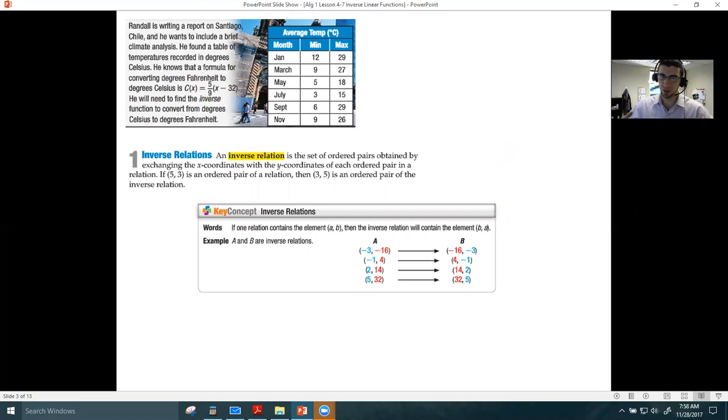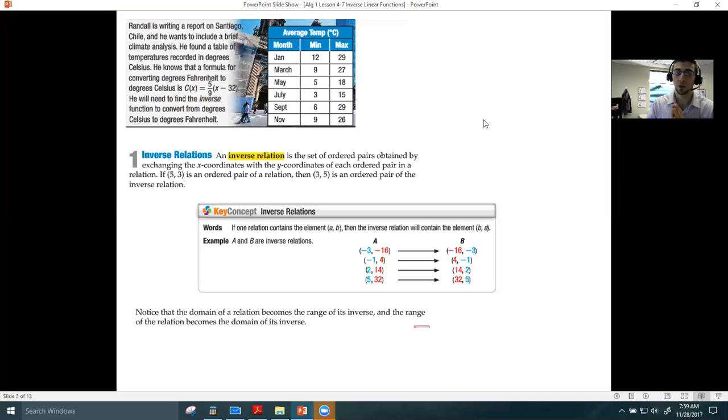So if you have a bunch of points like 3, -16 on the original, the inverse would be -16, 3. If you have -1, 4, then the inverse would be 4, -1. If you have 2, 14, the inverse would be 14, 2. And then if 5, 32, the inverse would be 32, 5. All you're doing is flip-flopping the coordinates. You're not changing them to positives or negatives. You're not changing the sign or taking the reciprocal. It's really, really simple: flip-flopping the coordinates to get the inverse.